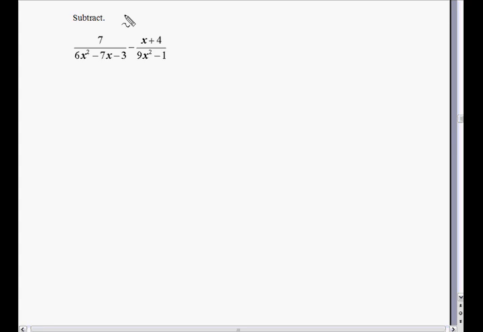Let's look at how we subtract fractions. In order to add or subtract fractions, we want one common denominator. So I'm going to put the LCM down here, and I'm going to go back and factor the denominator. So I write two sets of parentheses for both of those denominators.